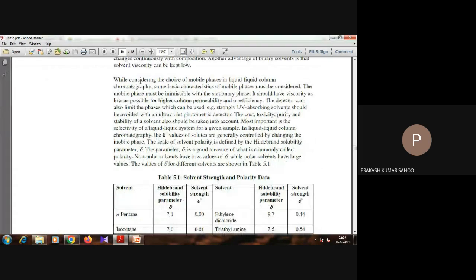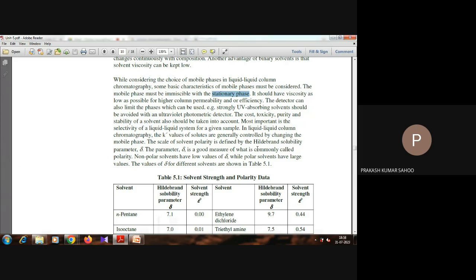Okay. So while considering the choice of mobile phase in LLC, some basic characteristics must be considered. The mobile phase must be immiscible with the stationary phase. Very important. The mobile phase must be immiscible with the stationary phase, and just remember the stationary phase is also liquid. It should have viscosity as low as possible for higher column permeability or efficiency. The detector can also limit the phase which can be used. For example, strongly UV absorbing solvent should be avoided with a UV photometric detector.